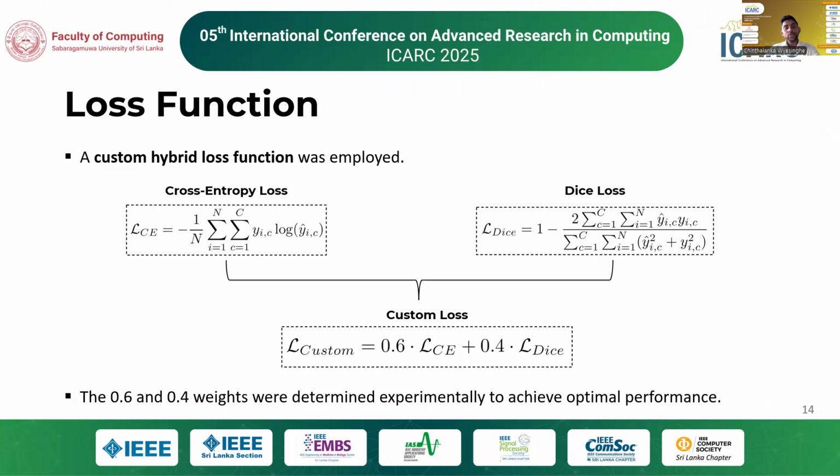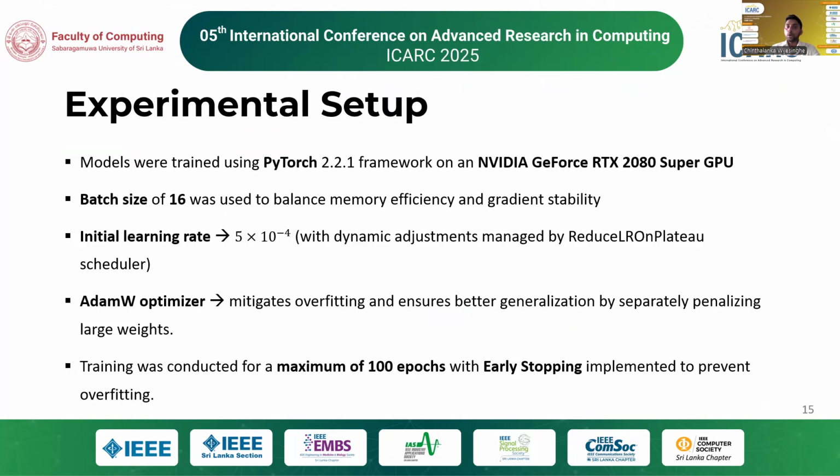As a novel contribution for CMRI segmentation, a custom hybrid loss function was developed by combining the cross-entropy and dice losses. The models were trained using the PyTorch framework on an NVIDIA GeForce RTX 2080 Super GPU, using a batch size of 16 to balance memory efficiency and gradient stability.